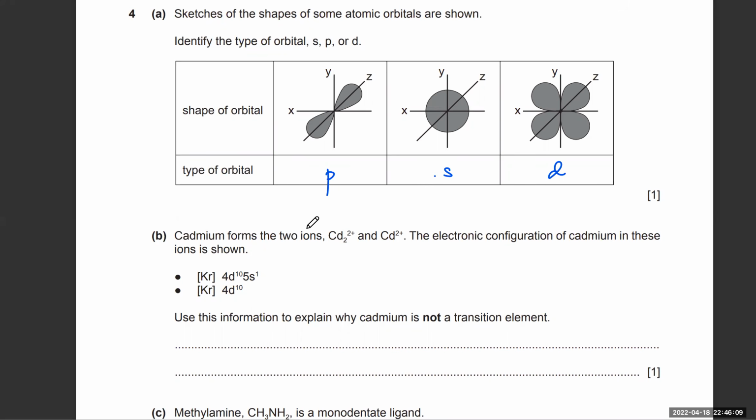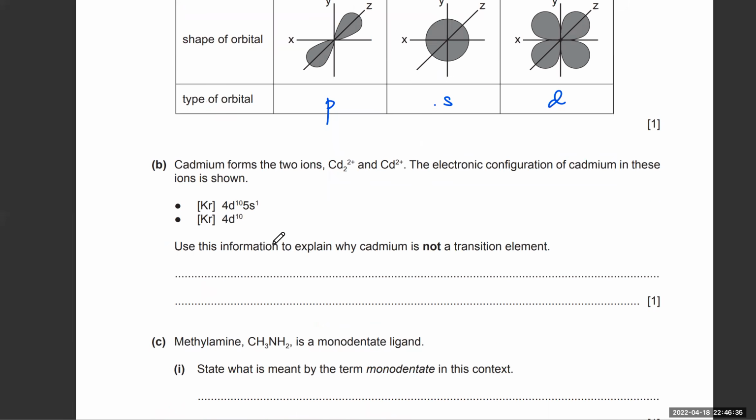Cadmium forms the 2 ions, cadmium 2 plus and cadmium diatomic 2 plus. What does this mean? Anyway, the electronic configuration of cadmium, so this over here, cadmium would be 1 plus actually. The electronic configuration in these ions is shown. So use this information to explain why cadmium is not a transition metal. For a transition metal, the main definition is that it should form stable ions.